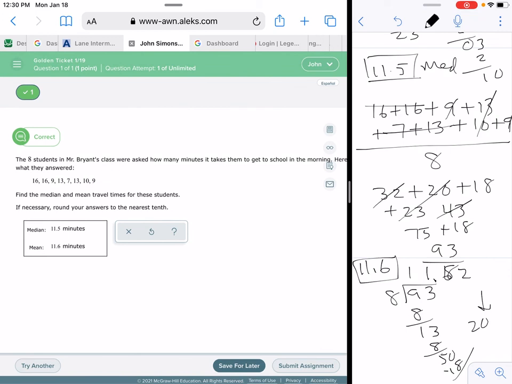So to do these, again, for your median, you just list them all out and find the middle value. If there isn't a middle value, you find the 2 values that are in the middle and take the average of them. What number is in between those? And then to find your mean, you just add all of them up and divide by how many there are. That's your average. Mean is your average. So that is how you do this topic, and I hope this was helpful for you.